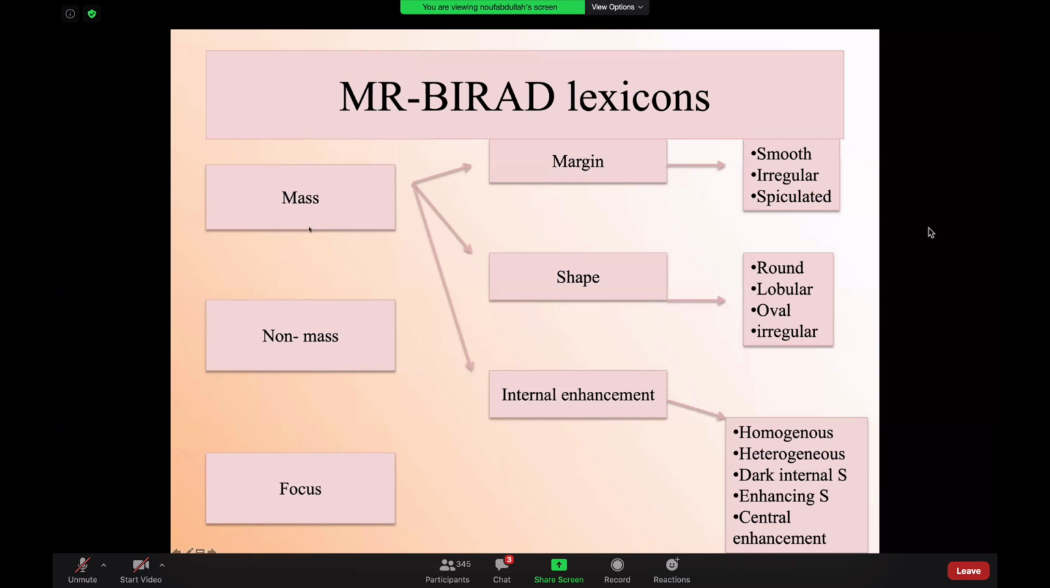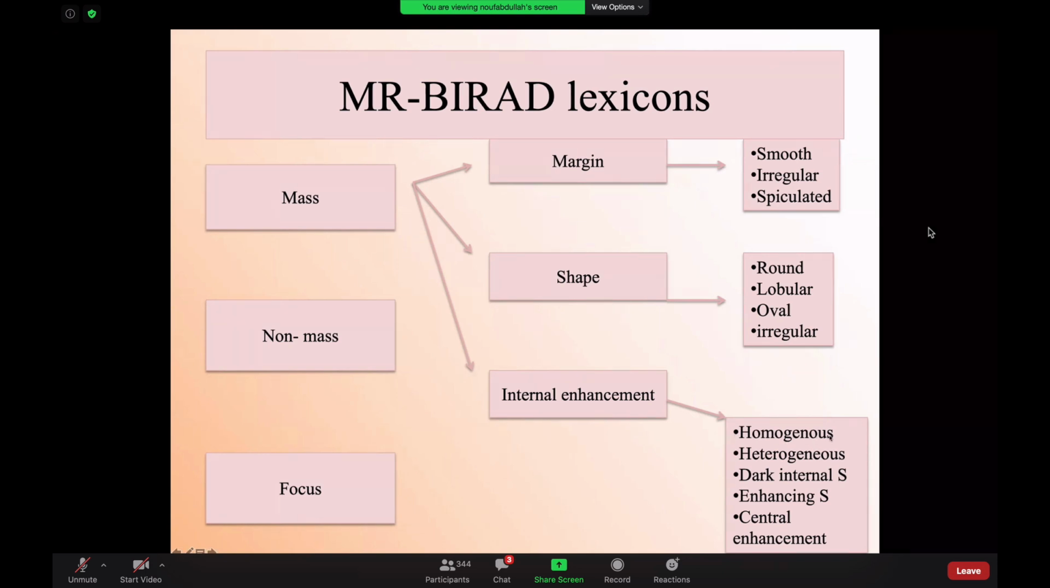Mass is a 3D space-occupying lesion. Whenever you're dealing with a mass, there are three things that you have to describe. You describe the shape of the lesion, the margin, and the internal enhancement of the lesion. If you have smooth margin, most likely it is benign. If you have irregular spiculated margin, most likely you're dealing with malignant lesion. Shape of the lesion, round, lobular, oval, this is usually benign. Irregular shape, usually malignant.